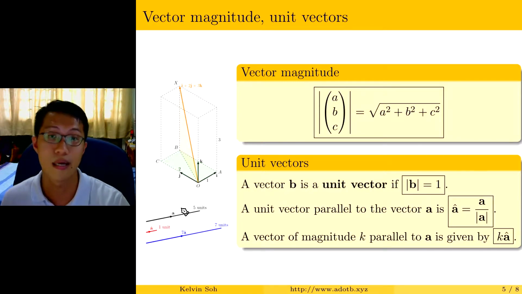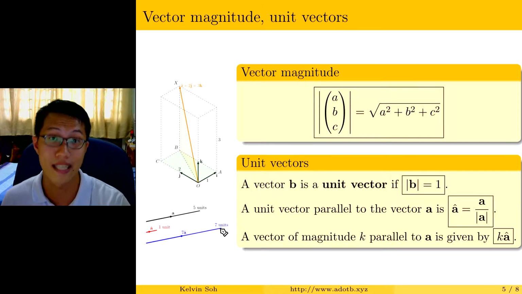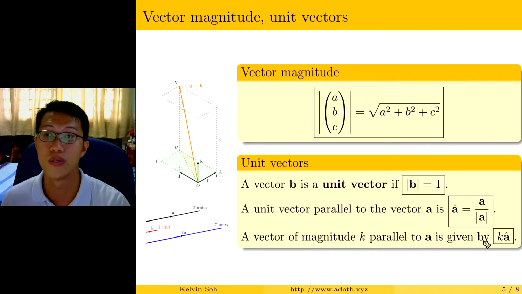So instead, step 1, we change the vector A into its unit vector A hat, that's 1 unit long. Now given this unit vector, multiplying it by 7 gives us a vector parallel to A that is 7 units long. So if we want a vector that has magnitude k parallel to A, we use the formula k A hat.